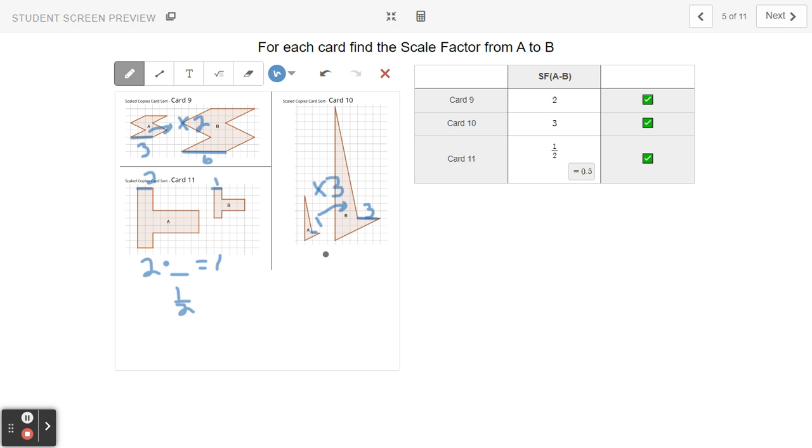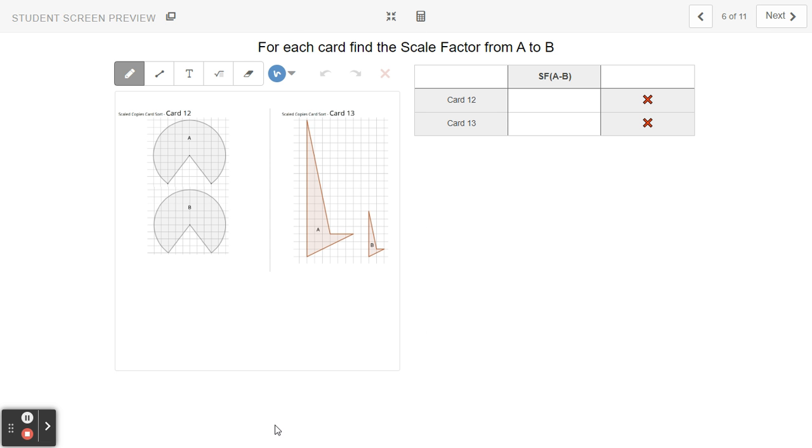Now on card 10, I went ahead and just used the little side length. See, I don't like to count all these squares. So oftentimes, if I know they're scaled copies, I just choose the easiest ones, the smaller sides, to come up with my scale factor. So if this was 1 and this is 3, I knew I had to do 1 times 3 to get my scaled copy side here. So therefore, my scale factor is 3. And then finally, on this card, I knew I was going from 2 to 1. So I was trying to figure out, what do I multiply 2 by to get 1? The answer is 1/2. So those are my scale factors.